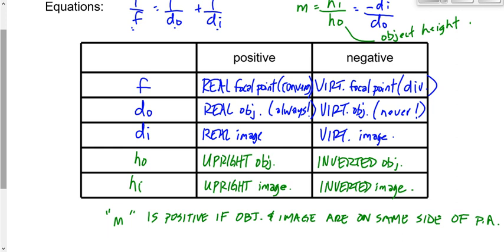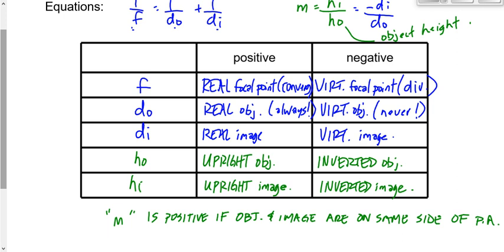Now, lots of things to remember there, but there's clear patterns, right? The first equation, the sign convention, relates to whether it's real or virtual, and then the second equation relates to right side up or upside down. Does that make sense?